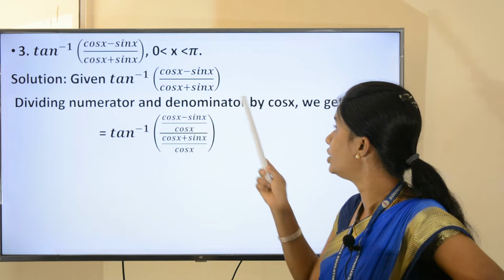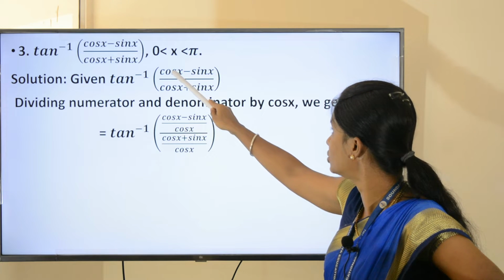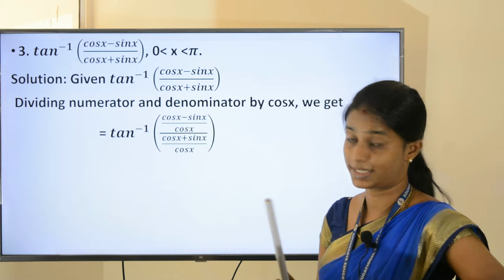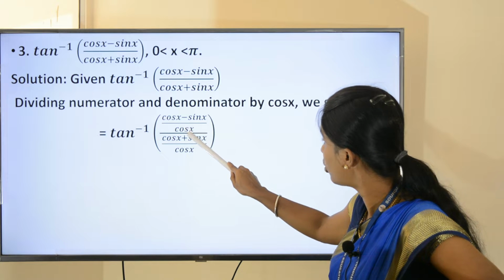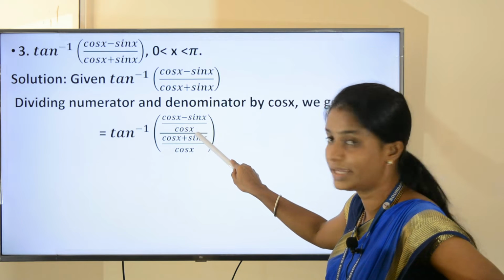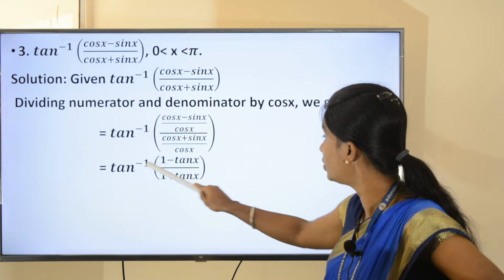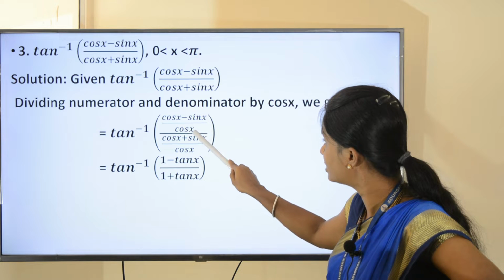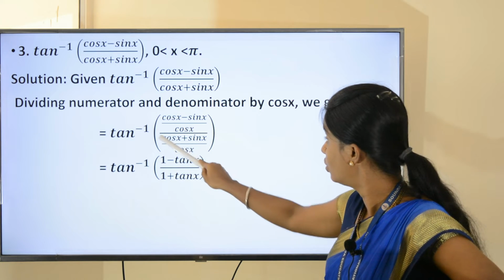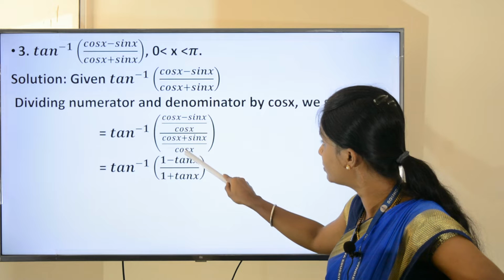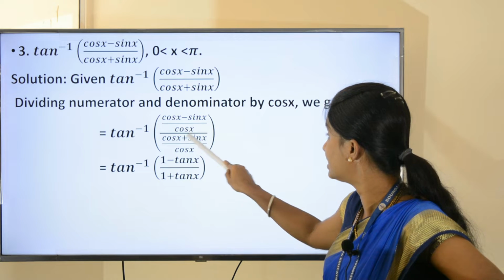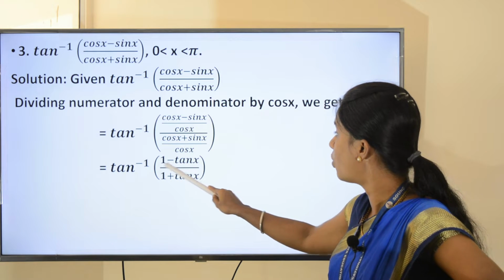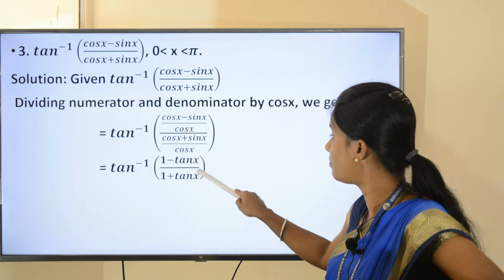Then divide the numerator and denominator by cos x. Now what will happen? Cos x by cos x minus sin x by cos x, isn't it? So please observe, cos x by cos x will be 1 minus sin x by cos x, that is tan x, whole divided by cos x by cos x, 1 plus sin x by cos x, tan x. Okay, please observe here: 1 minus tan x divided by 1 plus tan x.